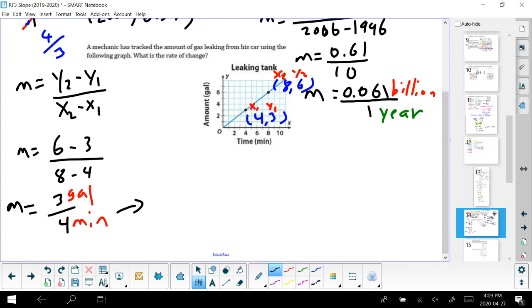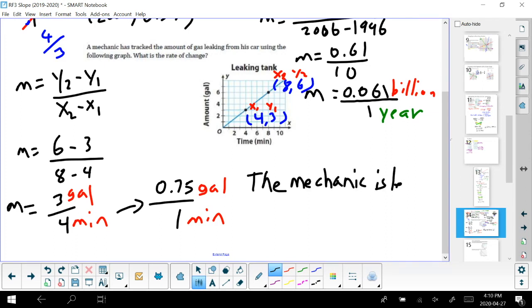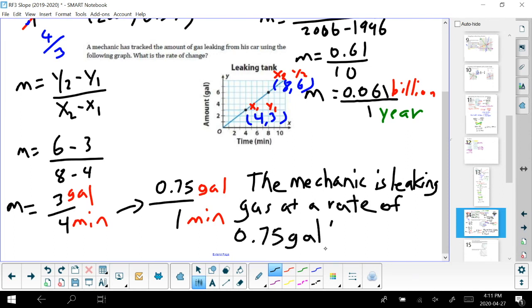So if we go ahead and simplify this a little bit, we know that 3 divided by 4 gives us 0.75. So that 0.75 divided by 1, we know that this is 0.75 gallons per 1 minute. So we can interpret this rate of change as the mechanic is leaking gas at a rate of 0.75 gallons per 1 minute. So 0.75 gallons of gas is leaking for every 1 minute that goes by.